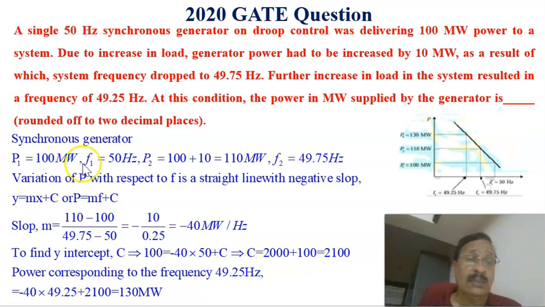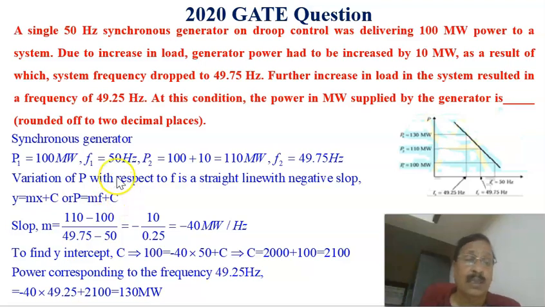Therefore, P1 equals 100 megawatt, corresponding frequency equals 50 Hz, and P2 equals 100 plus 10, 110 megawatt, corresponding frequency equals 49.75 Hz. And the variation of the power with respect to the frequency is a straight line with a negative slope. The equation is y equals mx plus c, the straight line equation. Correspondingly, the y-axis is the power axis, P equals m into f plus c, where the x-axis is the frequency. Therefore, this is a straight line equation.